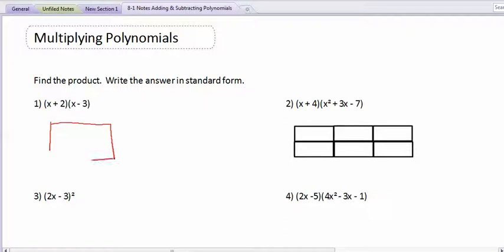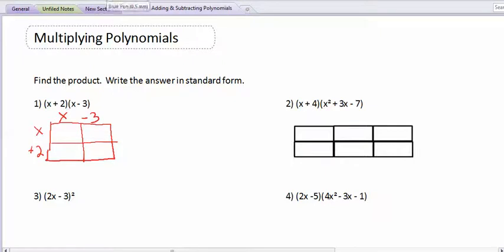And there's no box there for you, so we're going to make our own. So now we have a 2 by 2 box. And on the side of our box, we're going to put one of our binomials. So x and a 2. So the x goes with this box, the 2 goes with that box. And then the x goes at the top, and then a -3 over here.